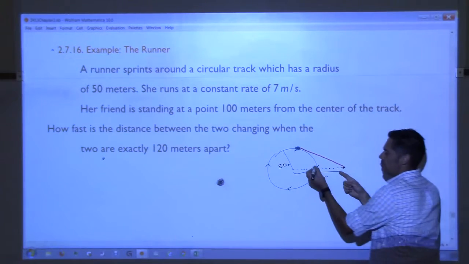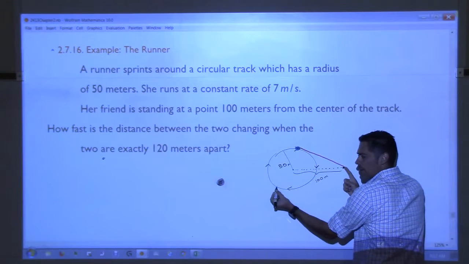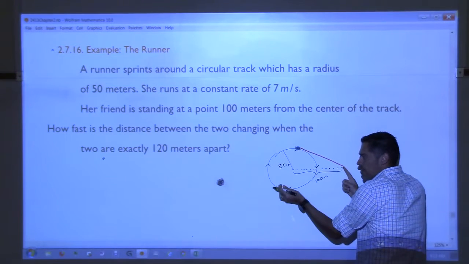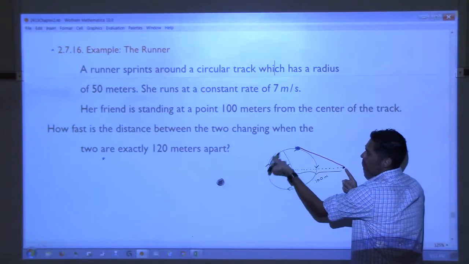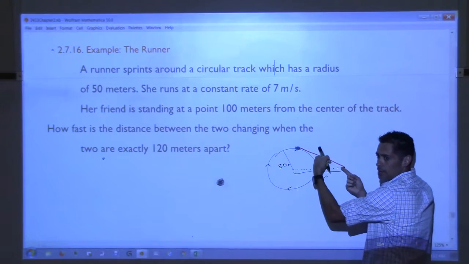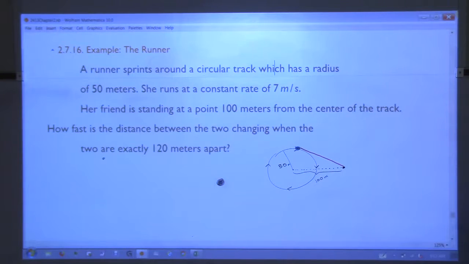In one case, let's say this one right here, somewhere around here it's 120 meters. That distance would be growing, wouldn't it? Because they're running around the track like this. But when they come up here, that distance would actually be shrinking. All right. But what we want to know is how fast it's changing, whether or not it's growing or shrinking.